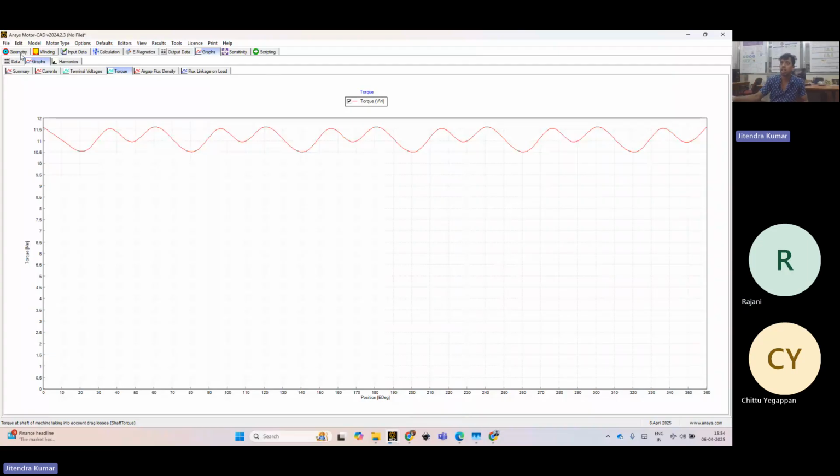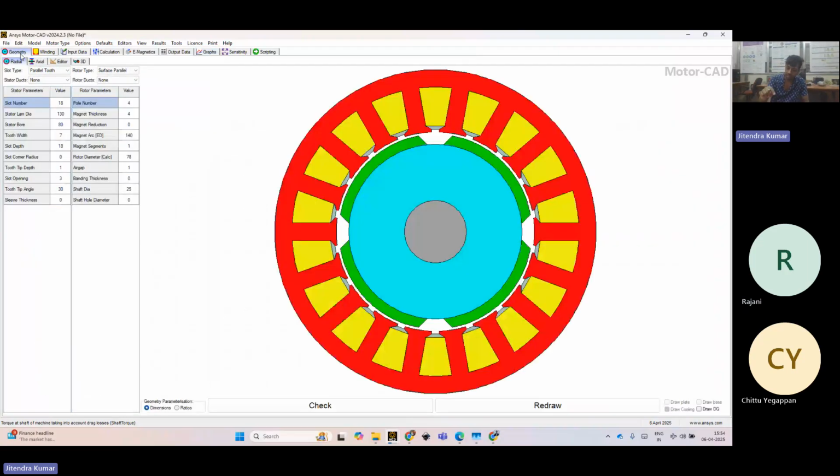Okay, so now coming back to my initial screen, any question regarding this software?